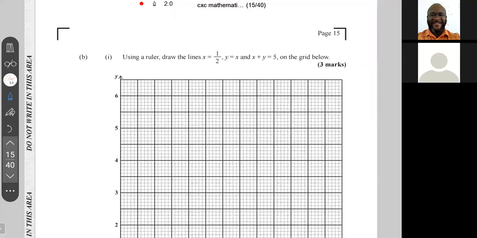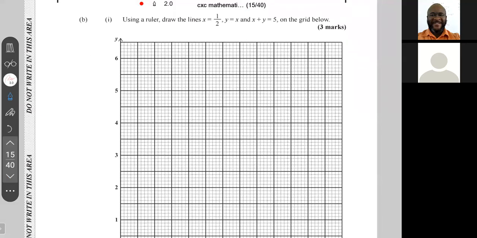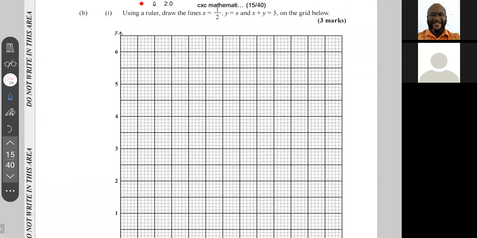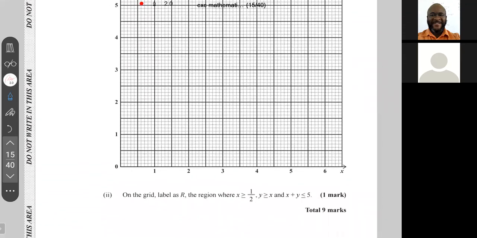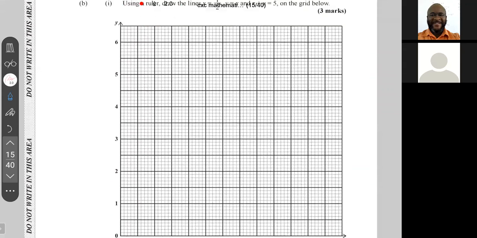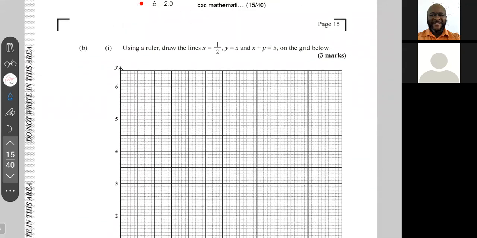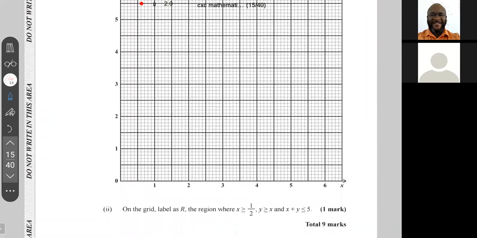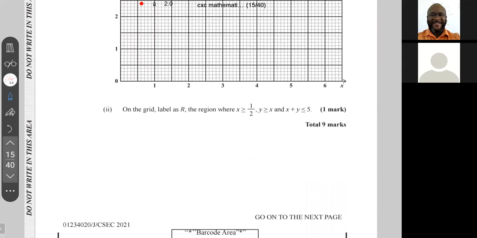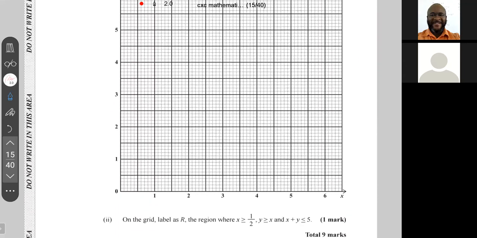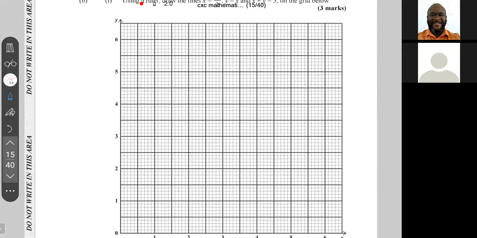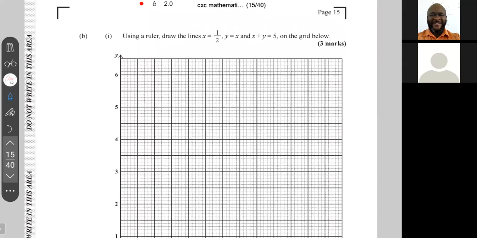Next, let me look at which topic this is. This looks like linear programming. All right, now, I didn't teach you linear programming, but let's at least go through it now and see if, when you actually do the exam, you come across this again, what I'm saying now can be helpful to you.